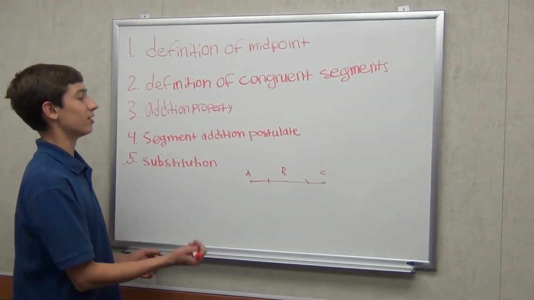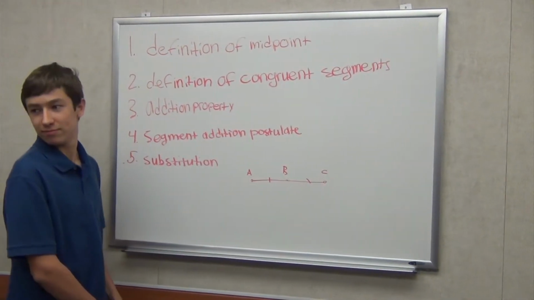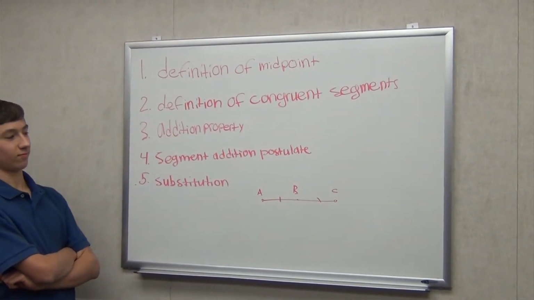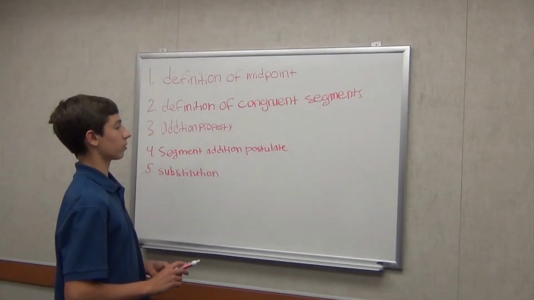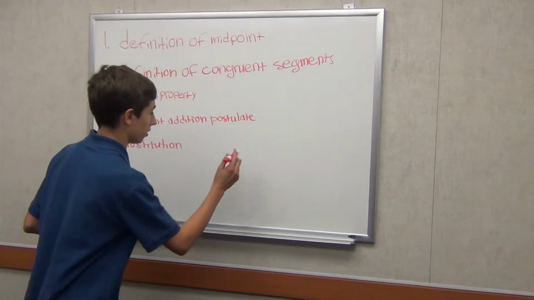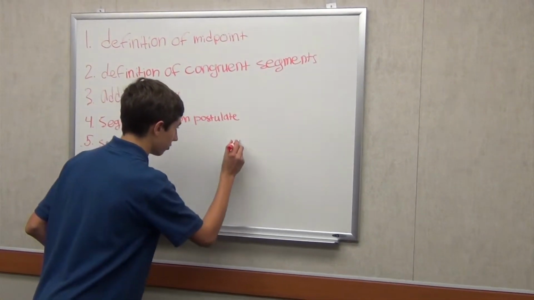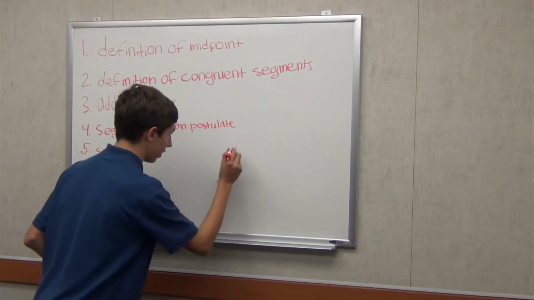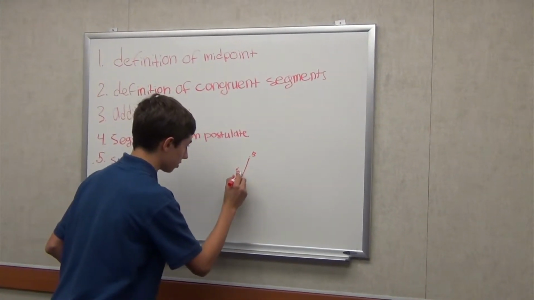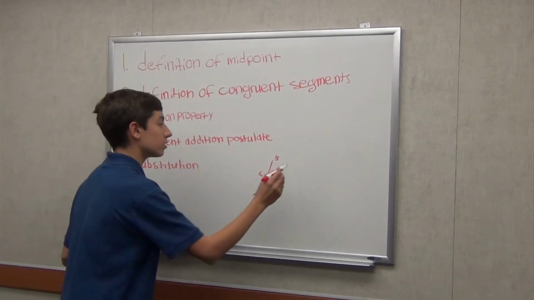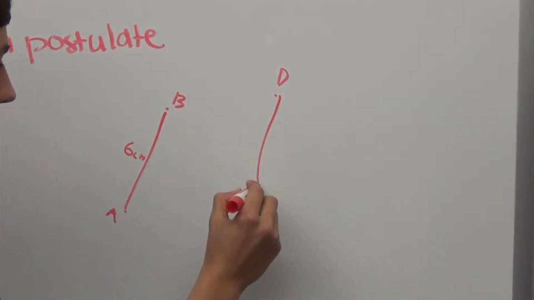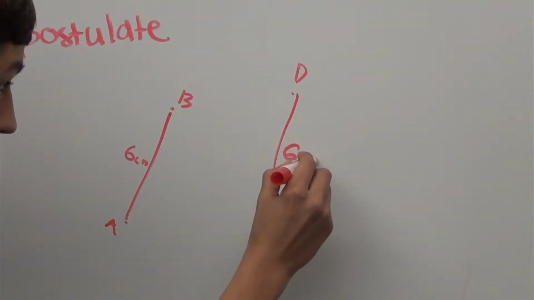The definition of midpoint is a point on a line segment that divides it into 2 equal parts. Congruent segments are segments that have the same length, such as segment AB right here, which has a length of 6 centimeters, and segment CD, which clearly has a length of 6 centimeters.